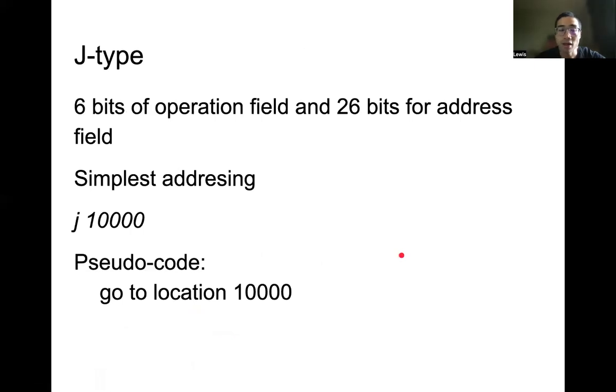And then there's another type of instruction called J-type, where we have a 6-bit operation field and a 26-bit address field. That's one of the simplest instructions, and that gives you very simple addressing. The instruction is very simple, just J and then your memory address. So that just tells you go to location 10,000 in this example.